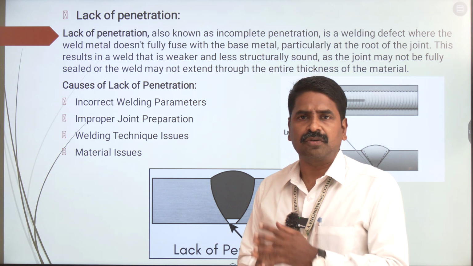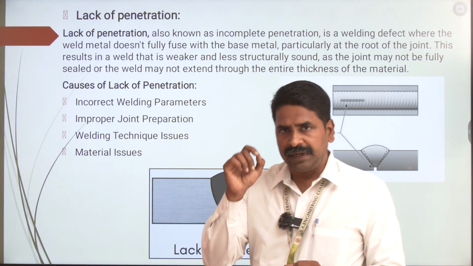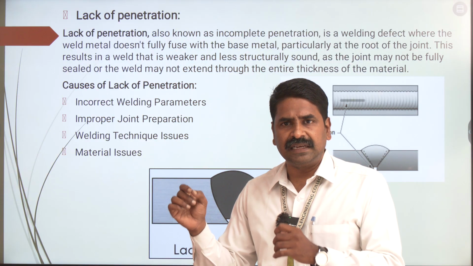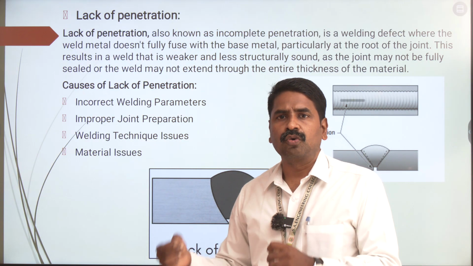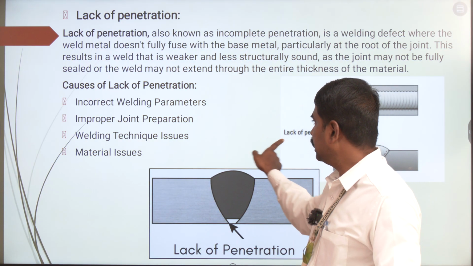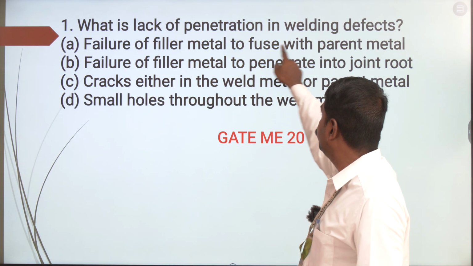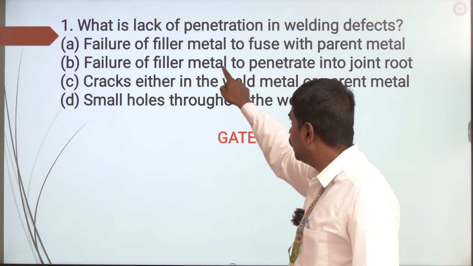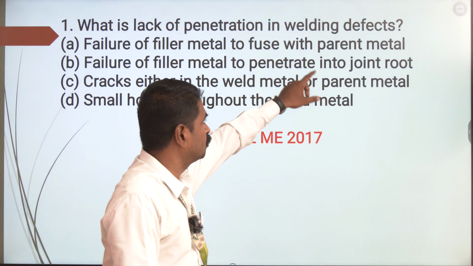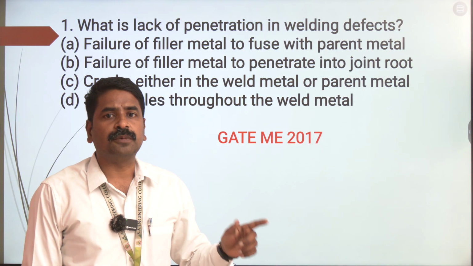So coming back to our question asked, lack of penetration means, what do you mean by that? As I already told you, it is an incomplete penetration, which means that the molten metal has not fused completely with the base metal exactly till the root. Incomplete penetration. So till the root, the penetration has not taken place. So the correct answer, as we are going to see, is lack of penetration. So failure of filler metal to fuse with the parent metal, and failure of filler metal to penetrate into the joint root. Here the word joint root is going to be more precise. It is going to be more perfect. So our correct answer is option B.